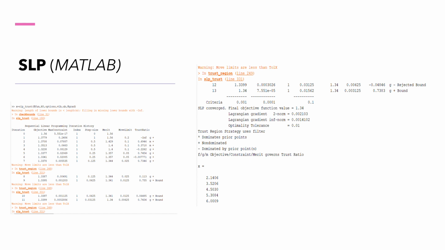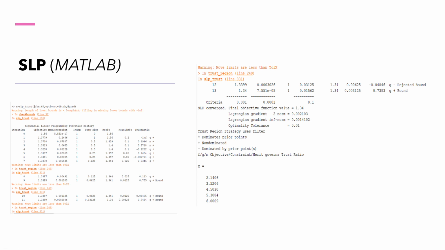We just run the program and get that the iterations made for SLP, or sequential linear programming, are 13, and we get the values shown here at the bottom: x1 equal to 2.14, x2 equal to 3.52, x3 equal to 4.50, x4 equal to 5.30, and x5 equal to 6.